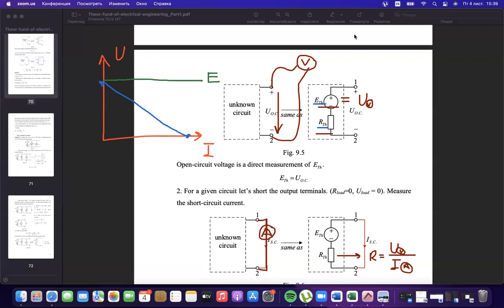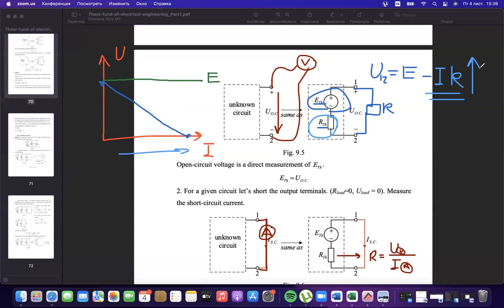Because in this case, the voltage between points A and B, if you are closing this circuit by some resistance, the voltage between points A and B, or points 1 and 2, equals the electromotive force of the generator minus the drop on the internal resistance, current times the resistivity. The bigger the current is, the bigger the drop is, and the total voltage will decrease on points 1 and 2.